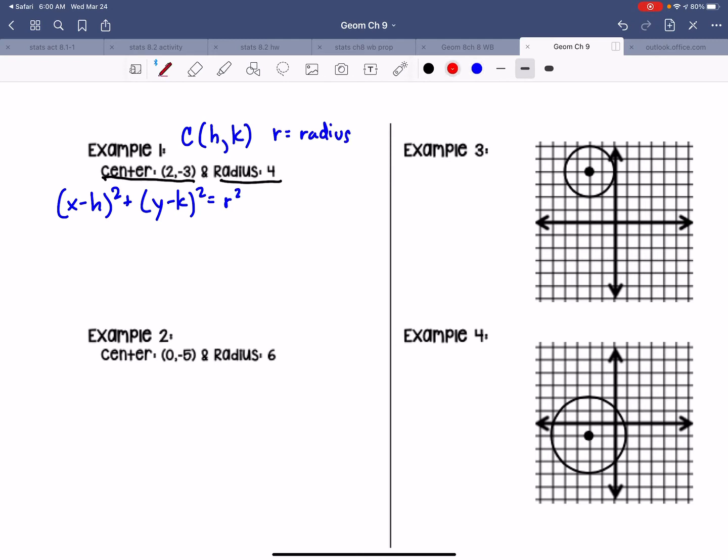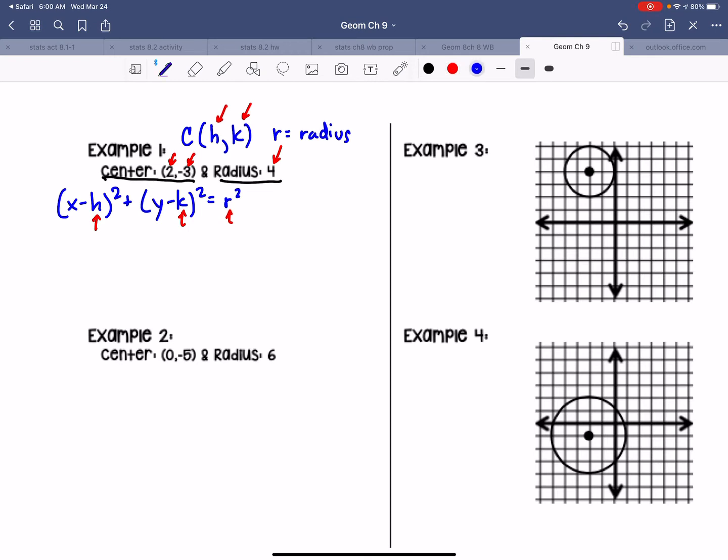What I mean by that is I can take this number 2 and plug it in there where I see the H. I can take this number 3 and plug it in where I see the K. And I can take that number 4 and plug it in where I see the letter R, which stands for radius. So that's what we're going to do here, for example, 1 and 2. I'd recommend pausing the video, doing it yourself if you miss class or if you're just trying to study, and then play the video back. Okay, welcome back. Let's go through example 1 and 2 here.